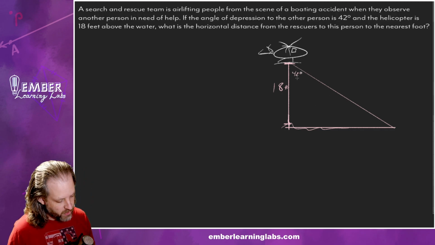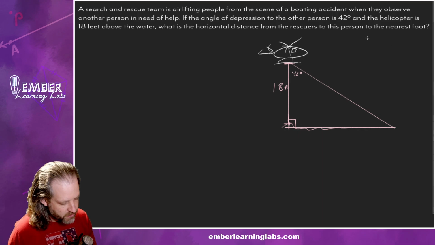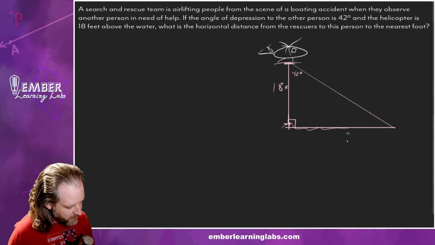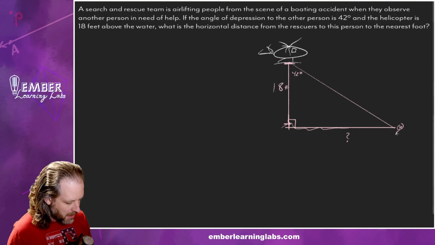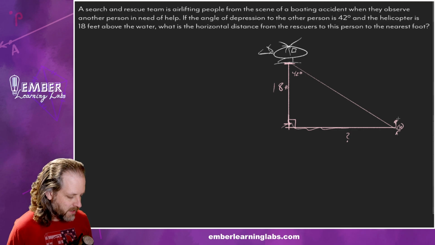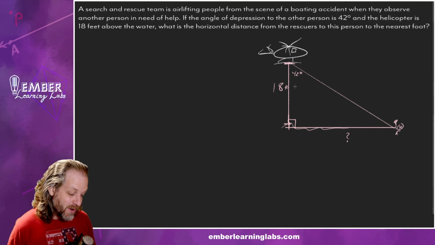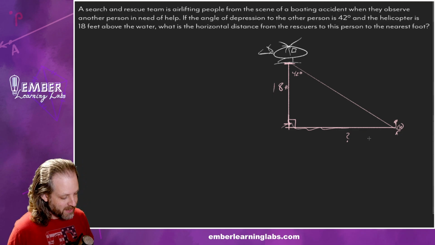All right, so there, drop down, 90-degree angle, 18 feet above the water. What is the horizontal distance? So we want to know how far to save the person in trouble. We're looking for this distance. We know the adjacent, and we're looking for the opposite.